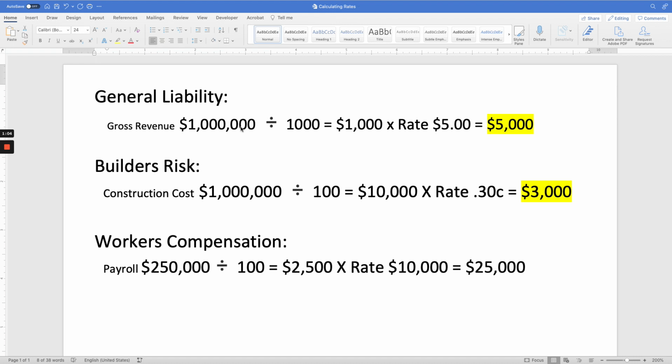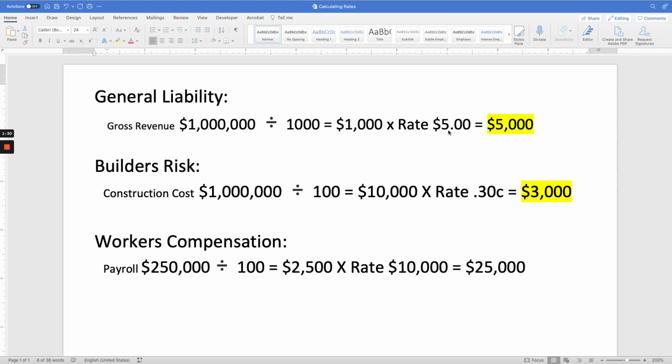So you have a $1 million job, and you divide it by 1,000. That's the number. I don't know why, it just is the number, and you get $1,000, and then you times it by the rate. Now the question is where do you know your rate is? Well, your rate is actually on your policy, and you can always call me or whoever your agent is, and ask them what your rate is.